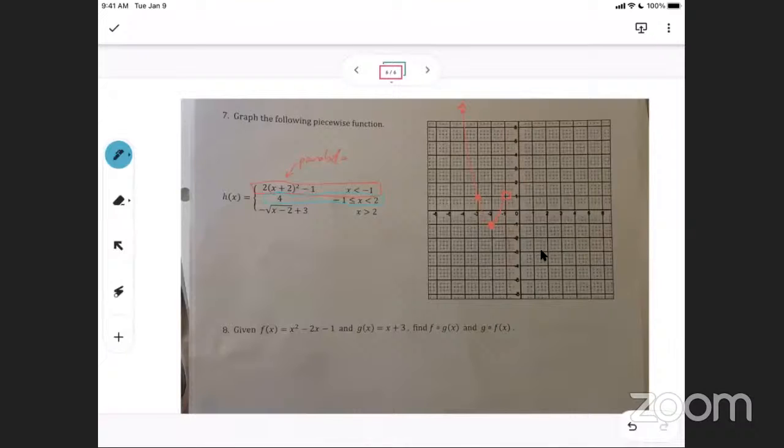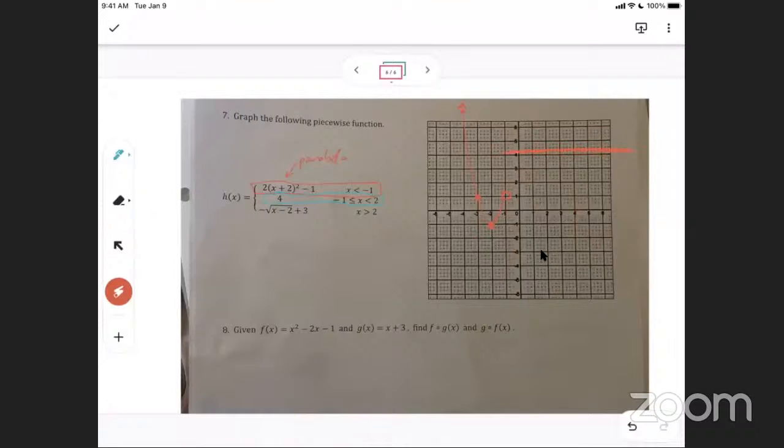Y equals 4, it'd be vertical. No? Nope. Think about it: for this point, does y equal 4? No, sorry, horizontal. So it'd be horizontal, right? If y equals 4, that means all of the y coordinates are 4. It doesn't matter what the x coordinates are. All the y coordinates are 4.